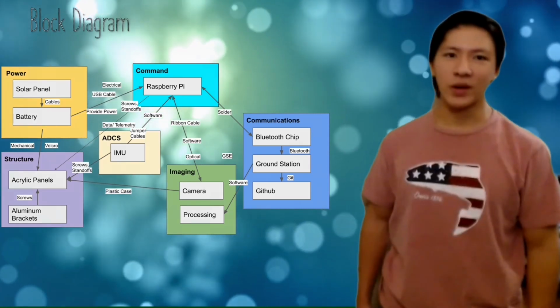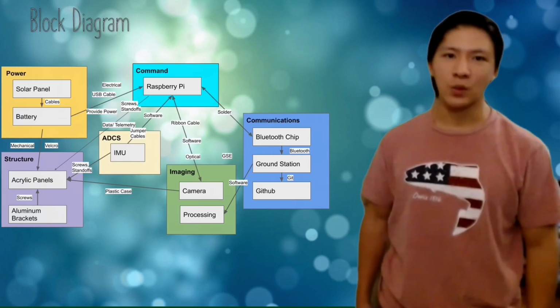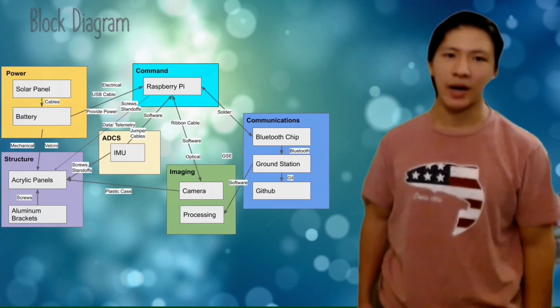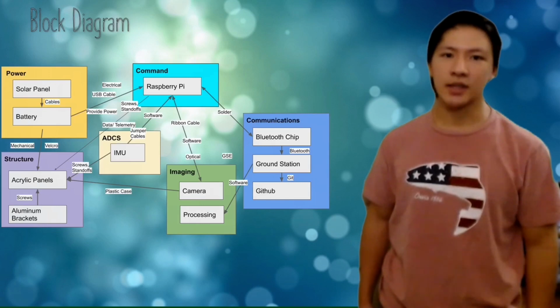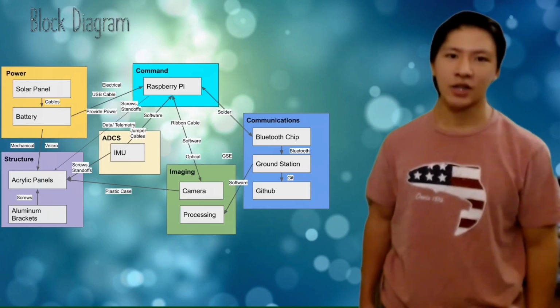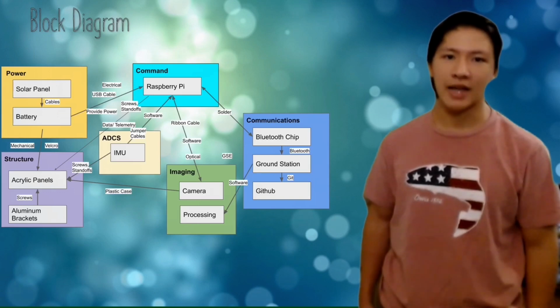I'm going to be going over our system level block diagram. First off, we have our power subsystem, composed of the solar panel and the battery. The battery is connected to our command subsystem, which is the Raspberry Pi. Our ADCS subsystem, comprised of the IMU, which houses the gyroscope, accelerometer, and magnetometer, and our imaging subsystem, consisting of the camera, both send data to the Raspberry Pi.